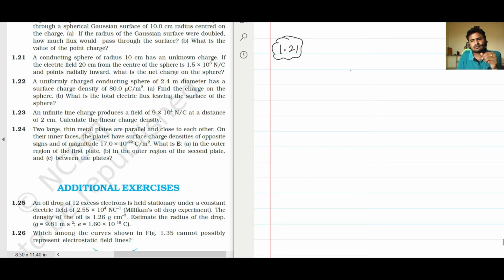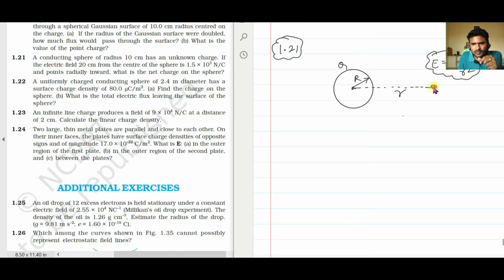Now we already know the expression for electrical field at a point due to a sphere carrying a charge. So let's say I have a sphere here of radius r, and at a distance small r from it, the electrical field is given by kq divided by small r square. If q is the charge present on this sphere, then the electrical field at a distance small r from the center of the sphere is going to be kq by r square, just like electrical field due to a point charge.